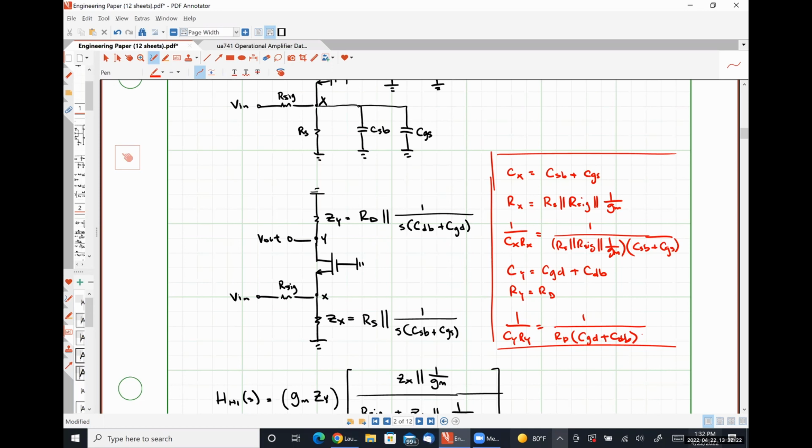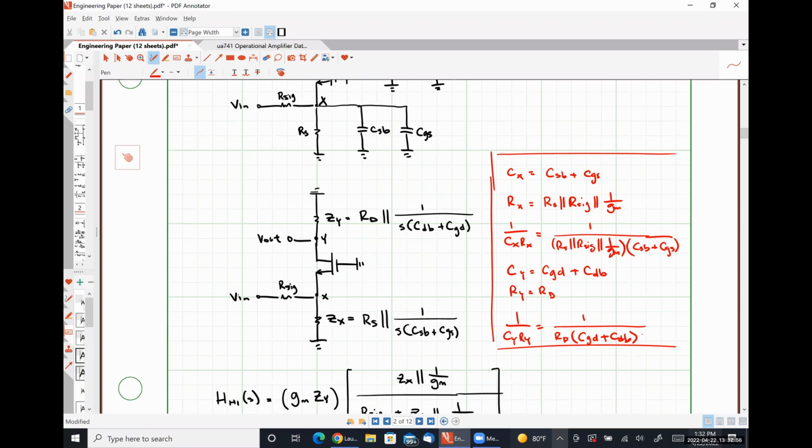If we did this numerous times, looking in through the source node with channel length modulation included, we would see 1 over gm in parallel with R naught. With channel length modulation neglected, R naught is infinitely large. So we have 1 over gm in parallel with the open circuit. Anything in parallel with the open circuit is just itself. So that's why we see 1 over gm looking up and why we see only the open circuit looking down.